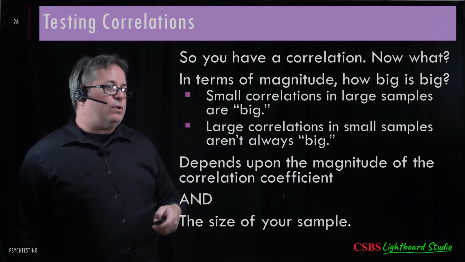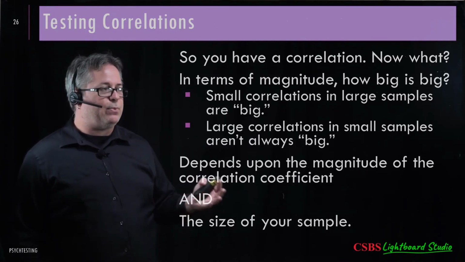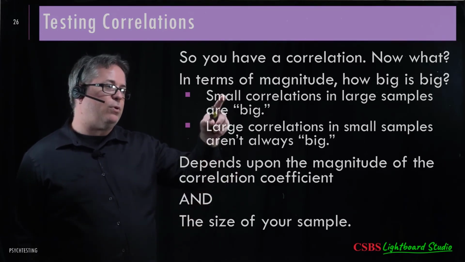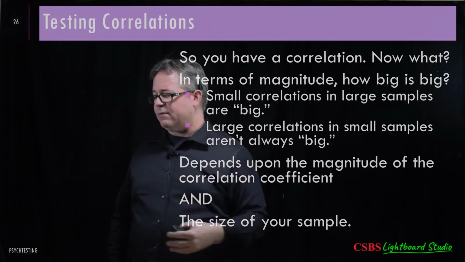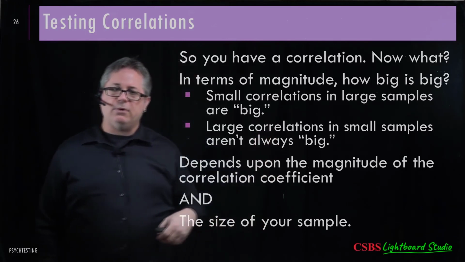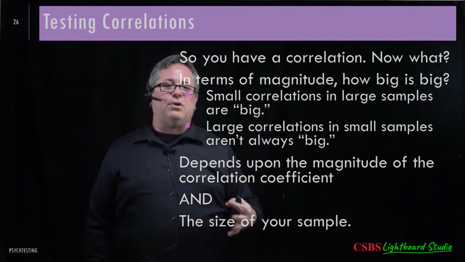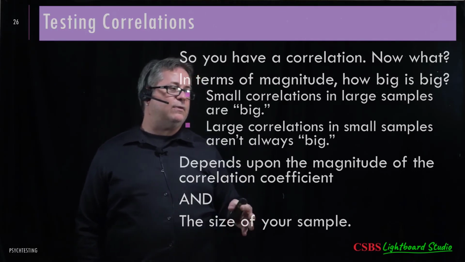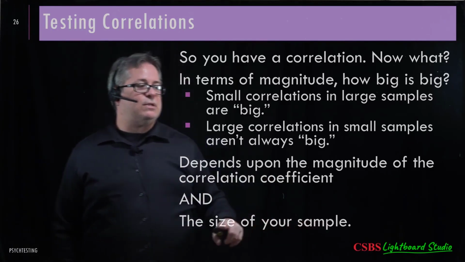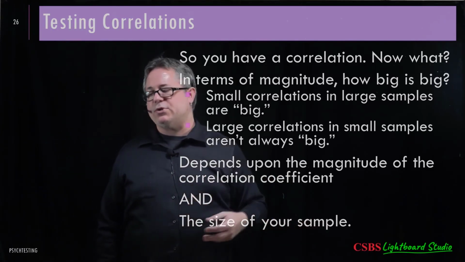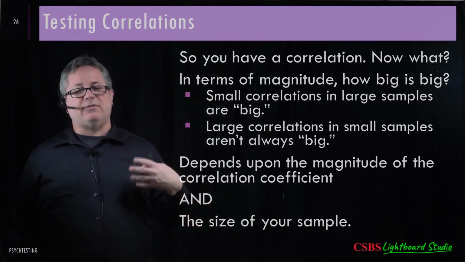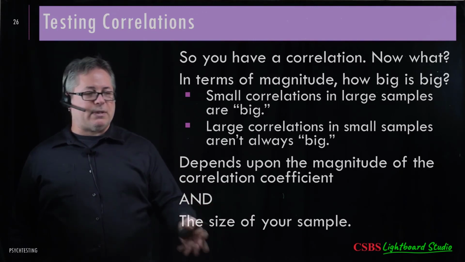All right, so now you have a correlation. Now what? In terms of magnitude, 0.713 seems like a big one, so we're like, okay, that's a pretty decent correlation. But small correlations in large samples can be seen as big, and large correlations in very small samples, like ours, only 21 countries, aren't always considered that large. So it depends on a couple of things: the magnitude of the correlation, obviously, but also the size of the sample. Sample size has a lot to do with us deciding whether or not a correlation is significant, meaning that it's significantly different than zero. Do we have a correlation that really exists, a relationship? We usually compare that to zero.